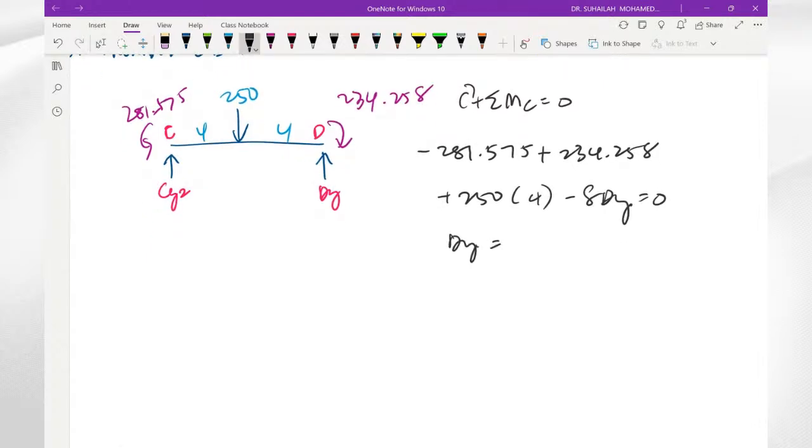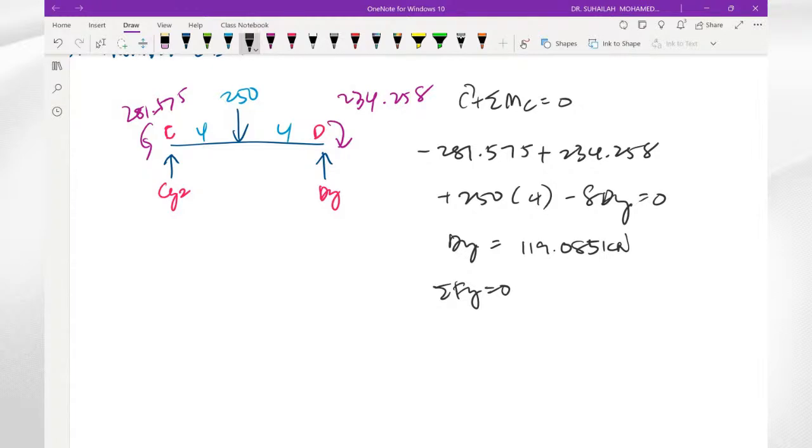So Dy is equal to negative 281.575 plus 234.258 plus 250 times 4, and we divide by 8. So we get 119.085 kilonewton for Dy. And then we apply total Fy equal to 0.